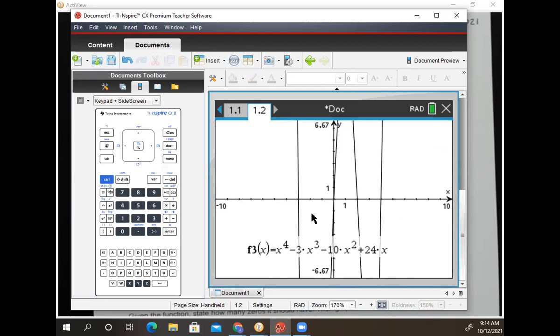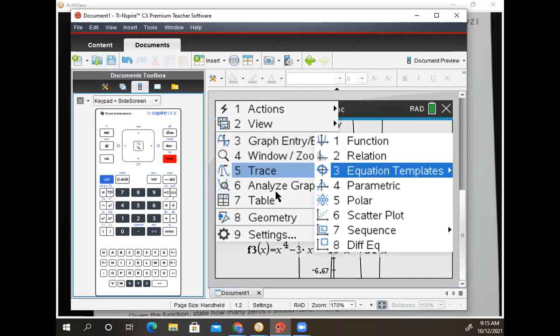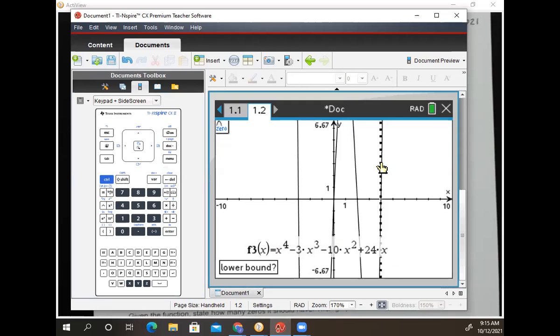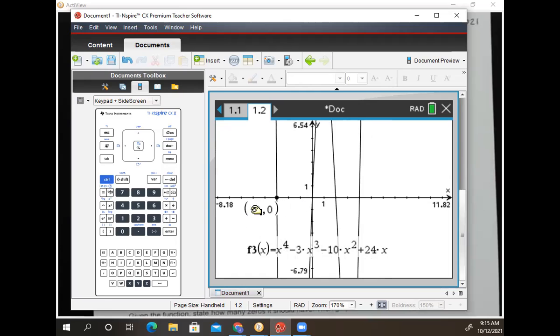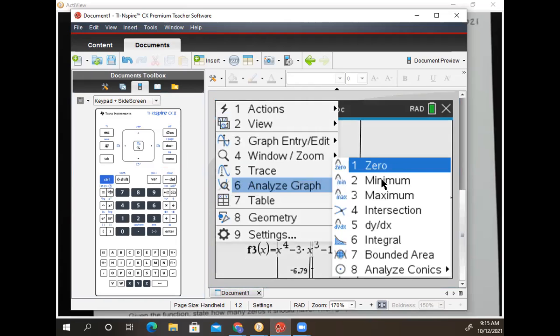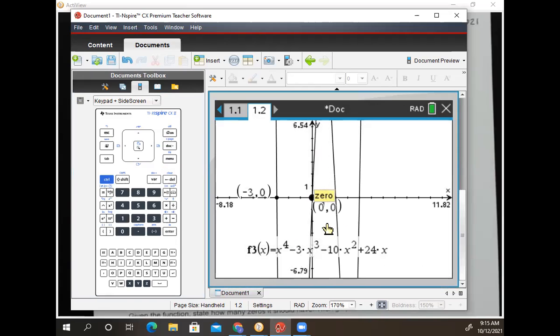Now, notice I don't have a great picture of my entire polynomial graph. I just see a lot of up and down lines. The only thing I care about are the x-intercepts. So I don't care that I can't see minimums and maximums here. I just care about the x-intercepts. So that's what I'm going to look at. So menu, oops, analyze graph, zero. I've got a zero at -3. And just move that out of the way. Menu, analyze graph, zero. I've got one at the origin at 0, 0.